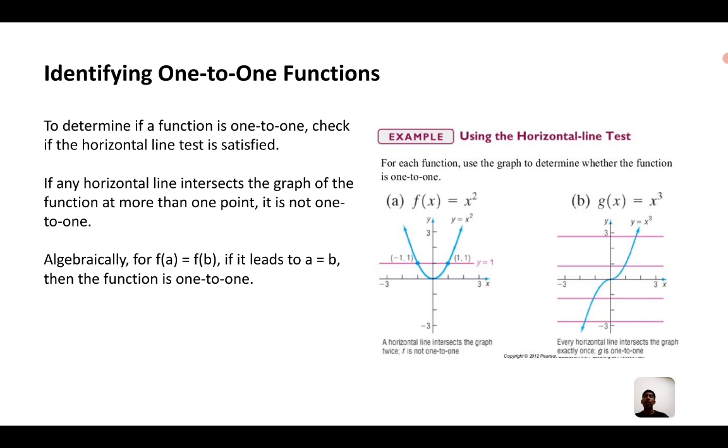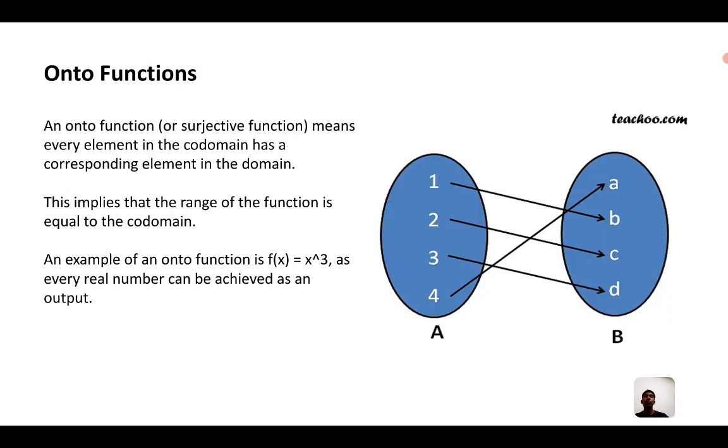Identifying one-to-one functions. To determine if a function is one-to-one, check if the horizontal line test is satisfied. If any horizontal line intersects the graph of the function at more than one point, it is not one-to-one. Algebraically, for f(a) = f(b), if it leads to a = b, then the function is one-to-one.